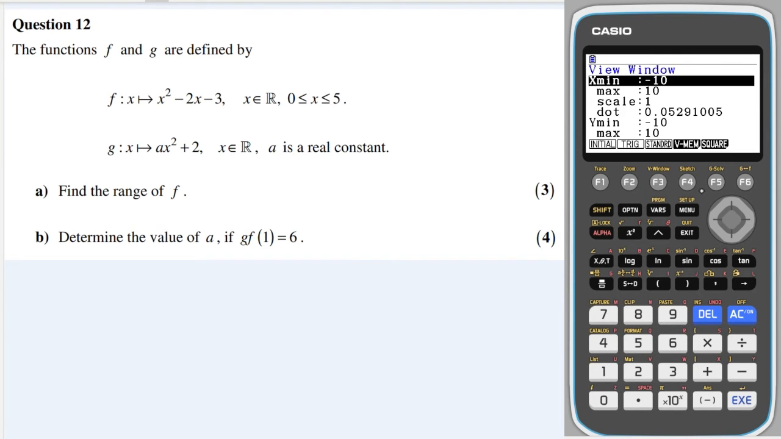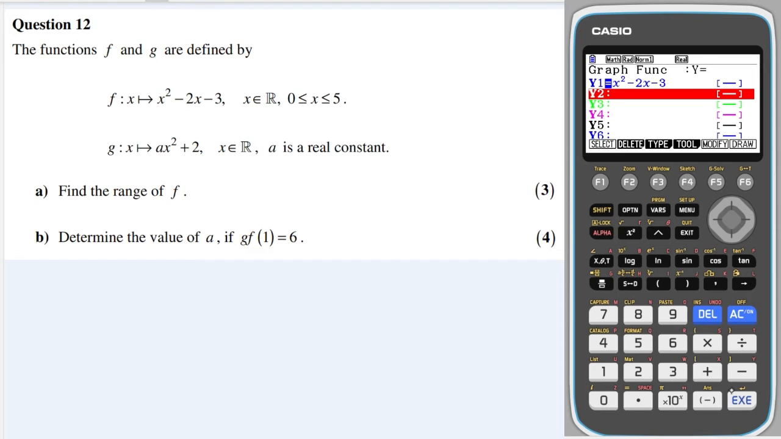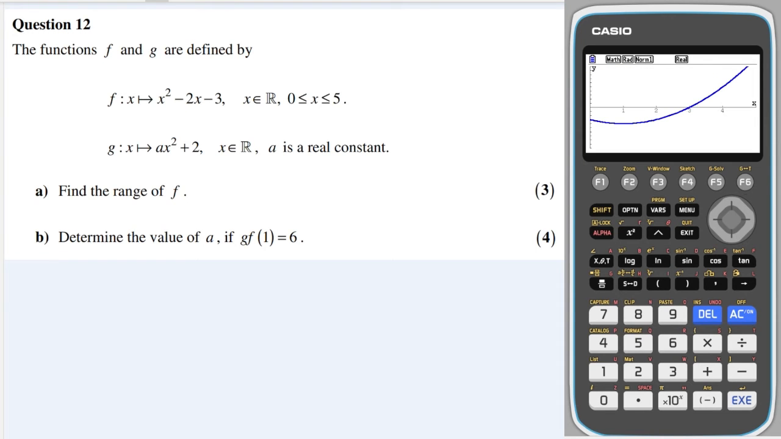You can then go V-Window, and you can go x between 0 and 5, and again draw it. And then you can see where it hits the y-intercept. That's at minus 3. You can also see where the minimum point is, which is at y is minus 4, so that's the smallest it could possibly be.